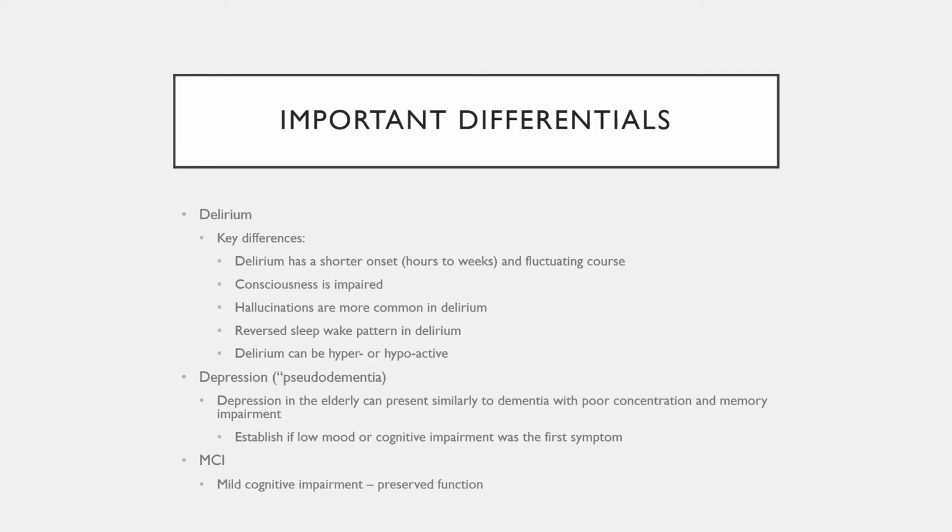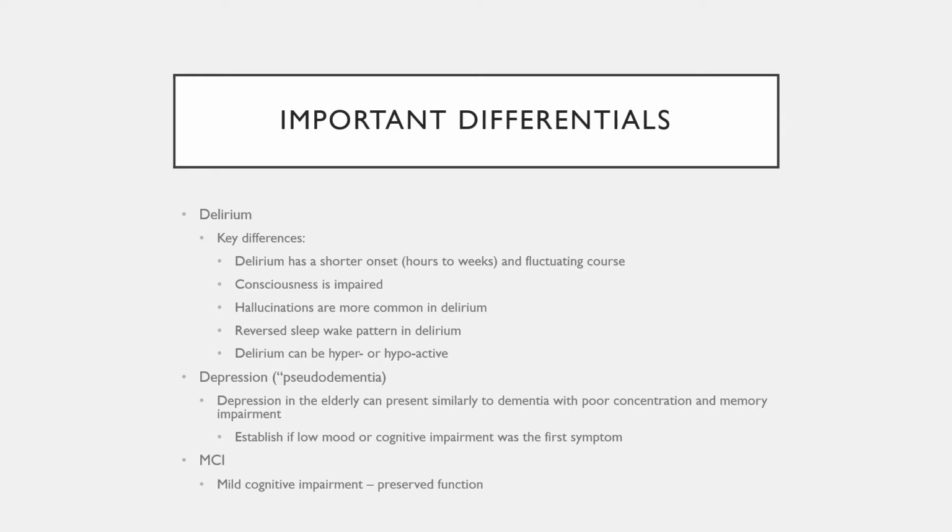Another key differential is depression, which is known as pseudodementia. So in the elderly, depression can present very similar to dementia, with poor concentration and memory impairment. It's important to establish if the low mood or the cognitive impairment was the first symptom when distinguishing between the two.